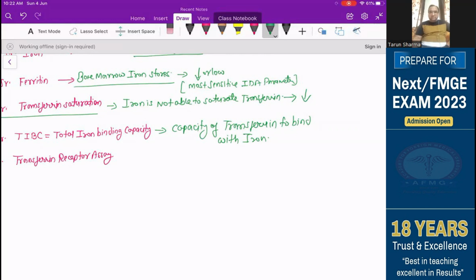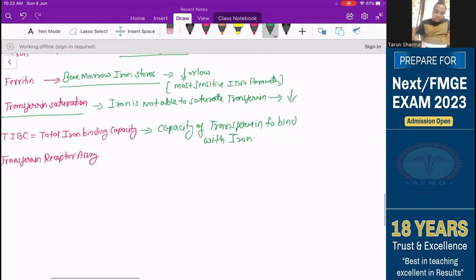Why? Because it's a compensatory mechanism by which transferrin wants to bind with every molecule of iron which is there in iron deficient state. So remember, the capacity of transferrin to bind with iron will be increased, but iron is not there. So that's why iron is not able to saturate the transferrin. That's why the saturation is falling while the capacity of the transferrin will be increased.